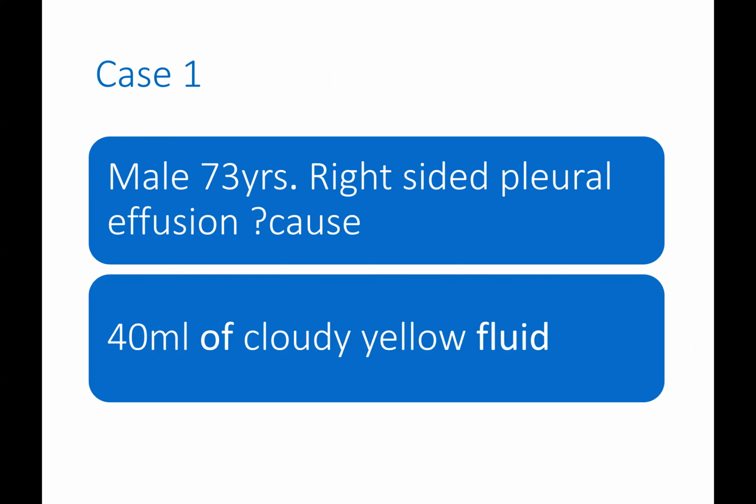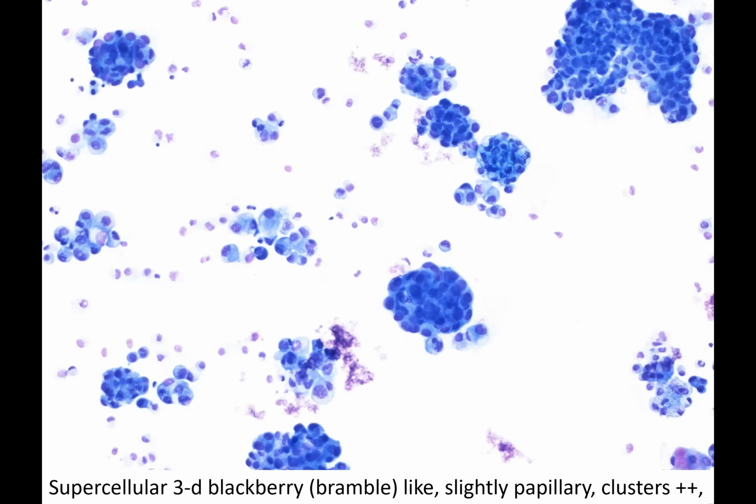Here we have a case of a man who was 73 years old with a right-sided pleural effusion, cause unknown. We received 40 ml of cloudy yellow fluid. You can see the sample, it is supercellular, very, very cellular, three-dimensional clusters, blackberry-like, or what we call in Scotland, bramble-like papillary clusters.